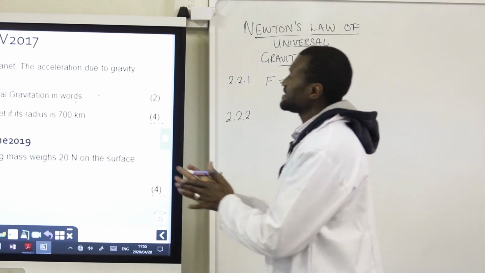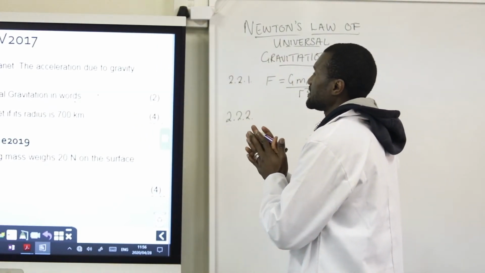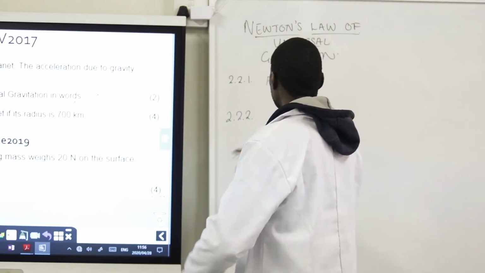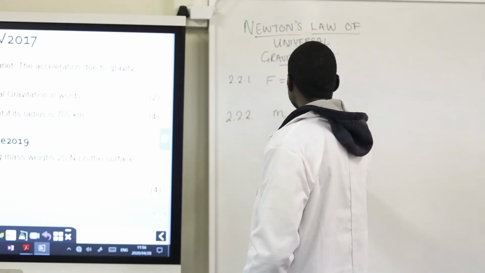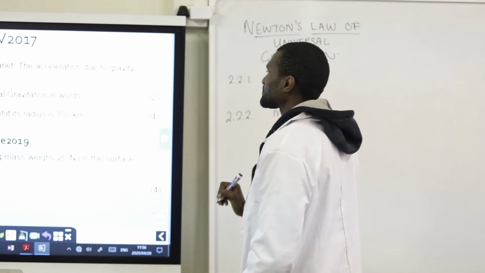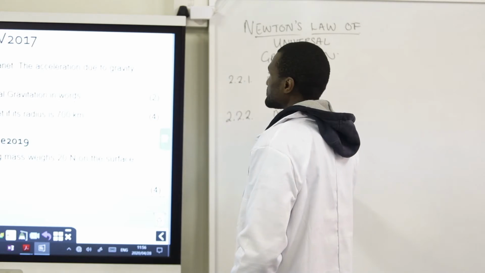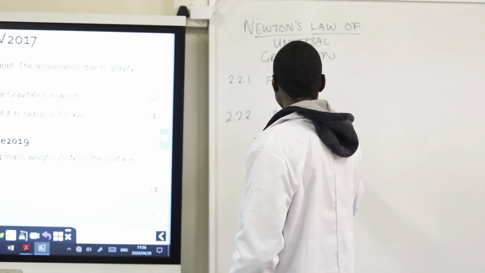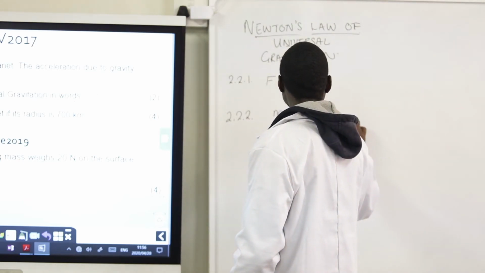2.2.2 says calculate the mass of the planet if its radius is 700 kilometers. What is it that we are given? We are given a rock of mass, let's call it mass 1, equal to 200 kgs. Okay? And we are given the gravity is equal to 6,0 meters per second squared.